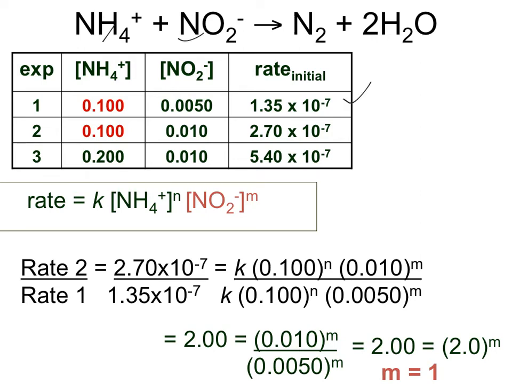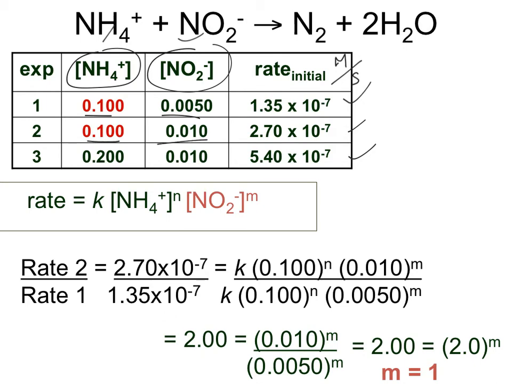So in experiment 1, your initial rate is going to be 1.35 times 10 to the negative 7 M/s. And you have that initial rate for different conditions associated with the concentrations of the two reactants. So in experiment 1, we have concentrations of 0.1 and 0.005 for each of the reactants, NH4+ and NO2- respectively.